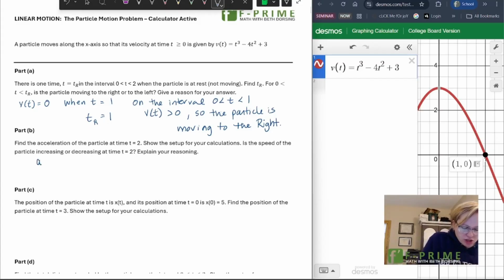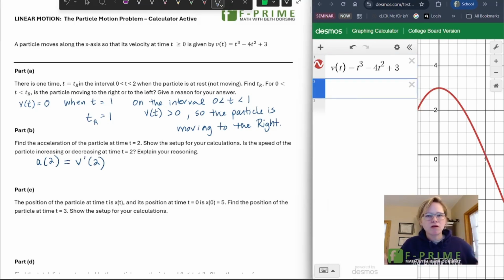So the acceleration at time, or you can say a of t, I'm just going to go ahead and say the acceleration at time 2 is v prime of 2. And I want to just establish that. I take nothing for granted. I don't assume that my reader thinks I know things. I want to make it real easy for whoever's reading my FRQs to give me my points that I deserve because I know things. So I'm going to type into Desmos, v prime of 2. And it's going to spit it out, -4.